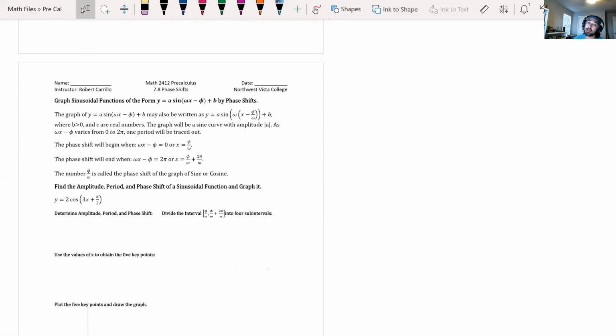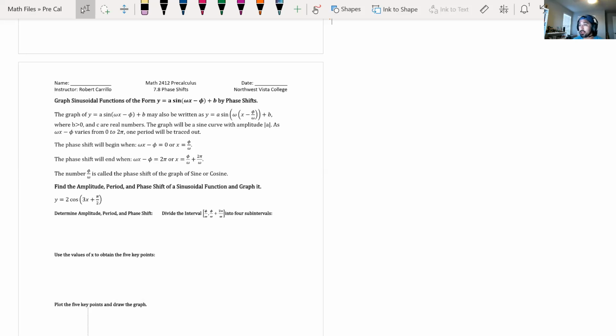We will do one by key points. Okay. So the graph of y equals a sine of omega x minus phi plus b may also be written as a times the sine of omega times x minus phi over omega plus b. Basically what we did, we factor out the omega and graphed it. Oh yeah, I keep forgetting to change those. It should say where omega is greater than 0 and phi are real numbers.